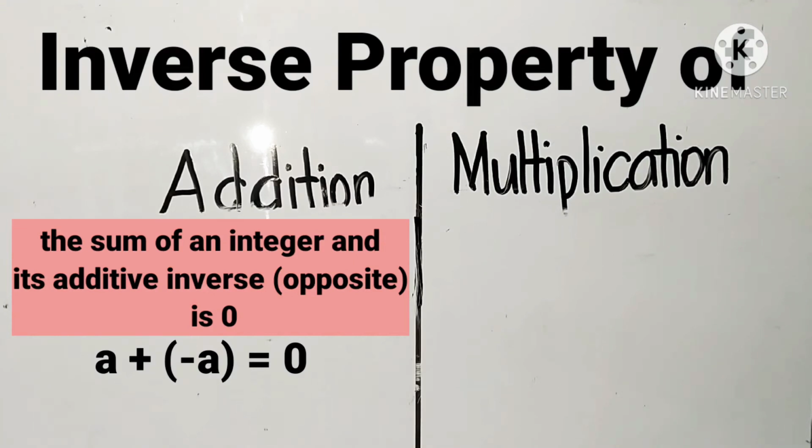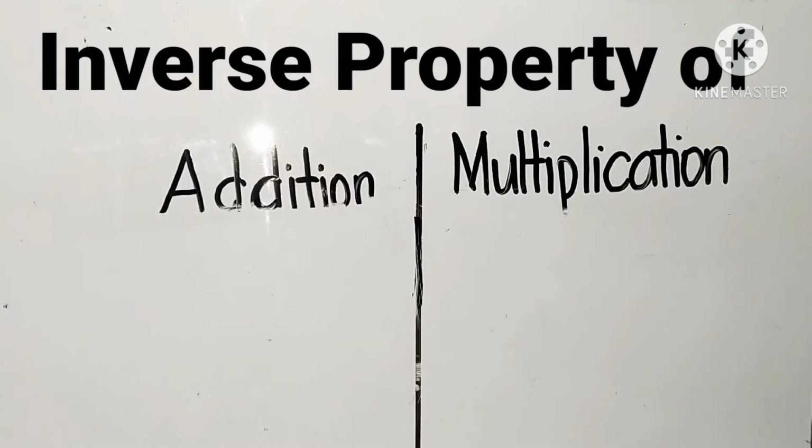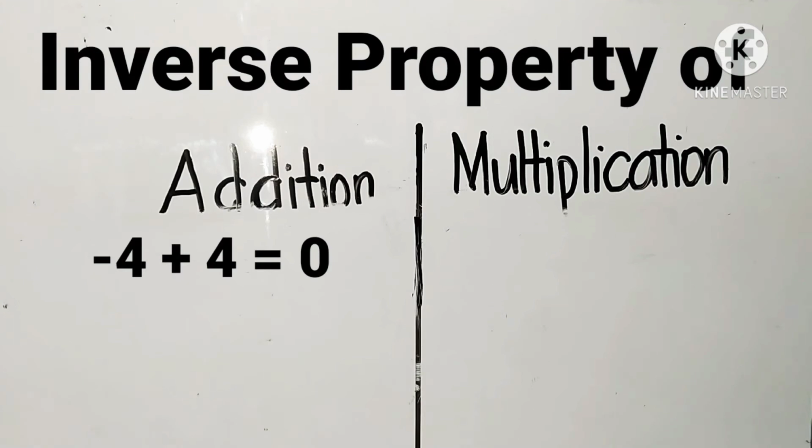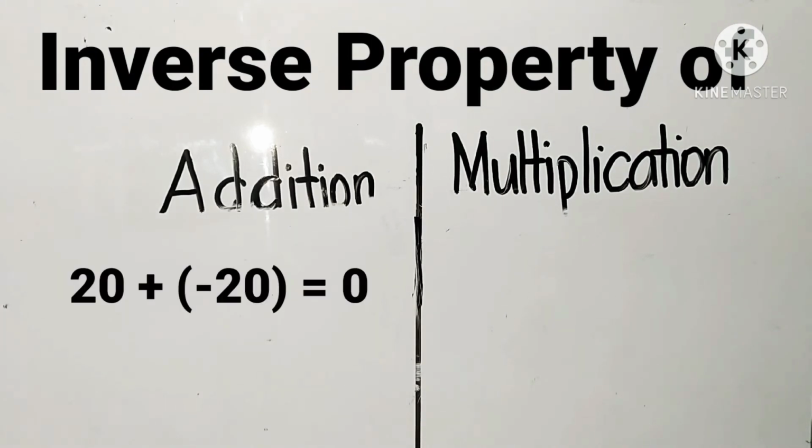So, ang sinasabi lang po sa additive inverse is yung opposite sign nila. So, for example, binigyan kayo ng positive 1. Ang additive inverse ng positive 1 is negative 1. And if I will add 1 and its additive inverse, which is negative 1, ang magiging sagot po ay 0. The same as negative 4. The additive inverse of negative 4 is 4. If I add negative 4 and 4, the result is still 0. If you were given positive 20, the additive inverse of positive 20 is negative 20. Add both numbers, the result is 0.